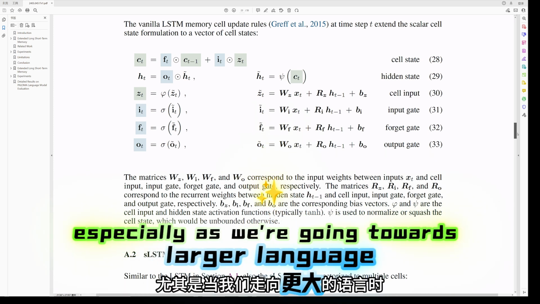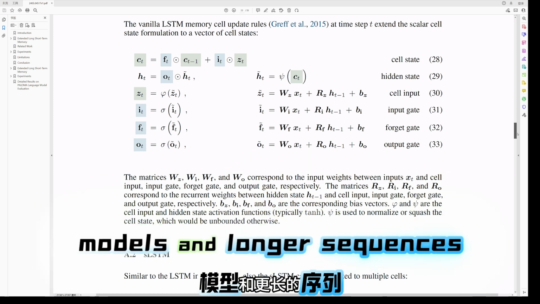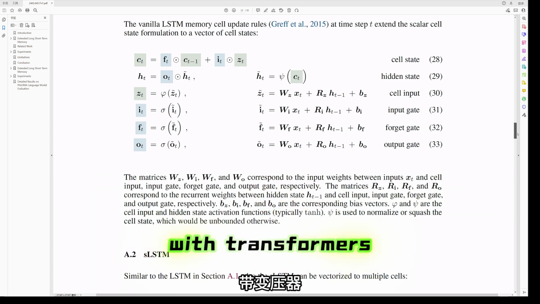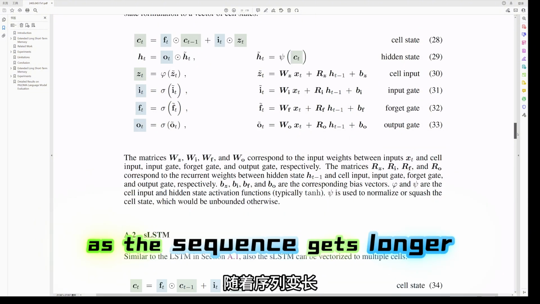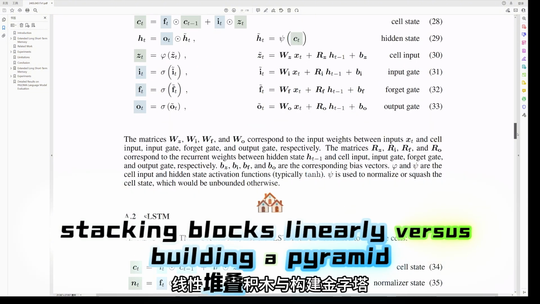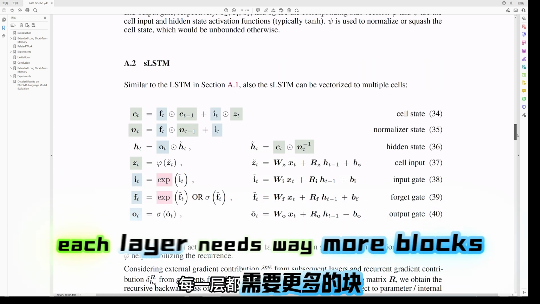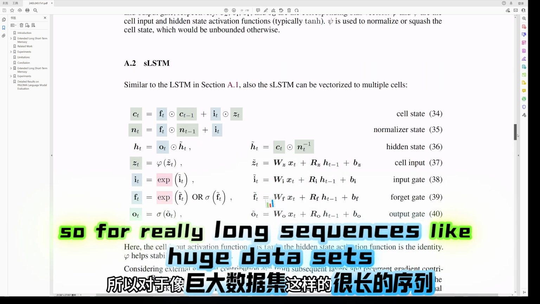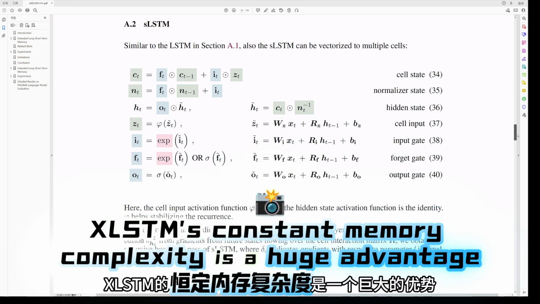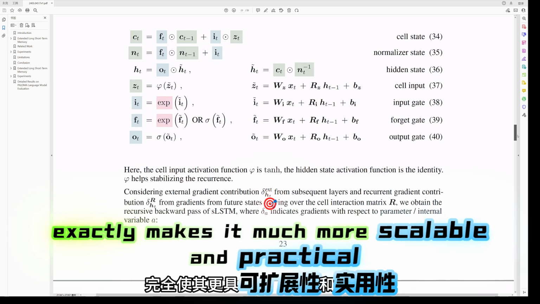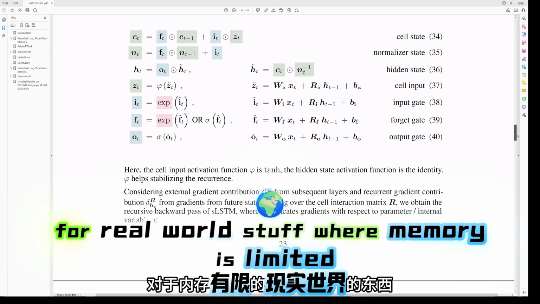It's crucial, especially as we're going towards larger language models and longer sequences. With transformers, the memory needed grows way faster as the sequence gets longer. Think of it like stacking blocks linearly versus building a pyramid. Each layer needs way more blocks. So for really long sequences like huge data sets, xLSTM's constant memory complexity is a huge advantage. Exactly. Makes it much more scalable and practical for real-world stuff where memory is limited.